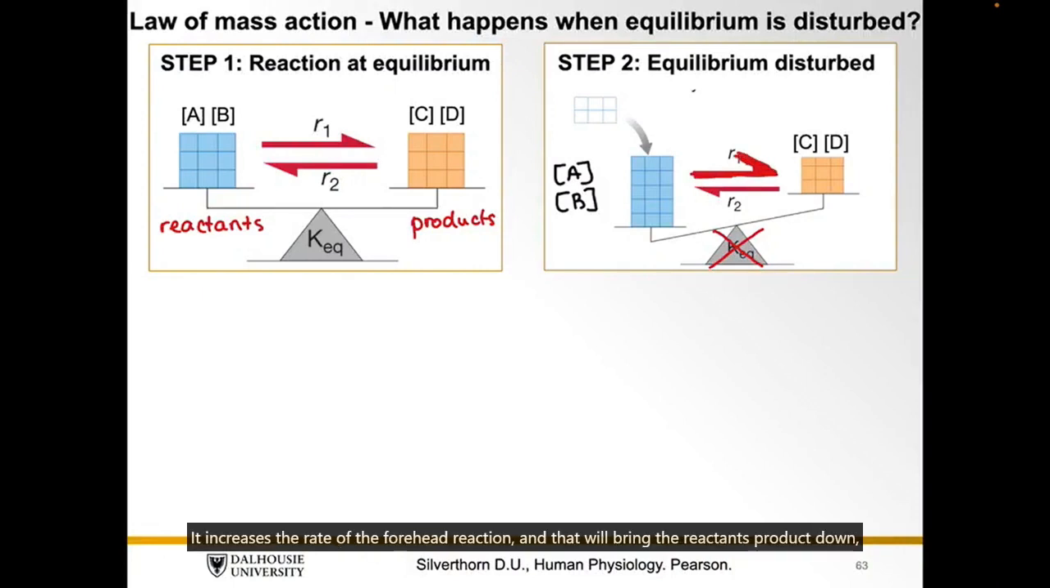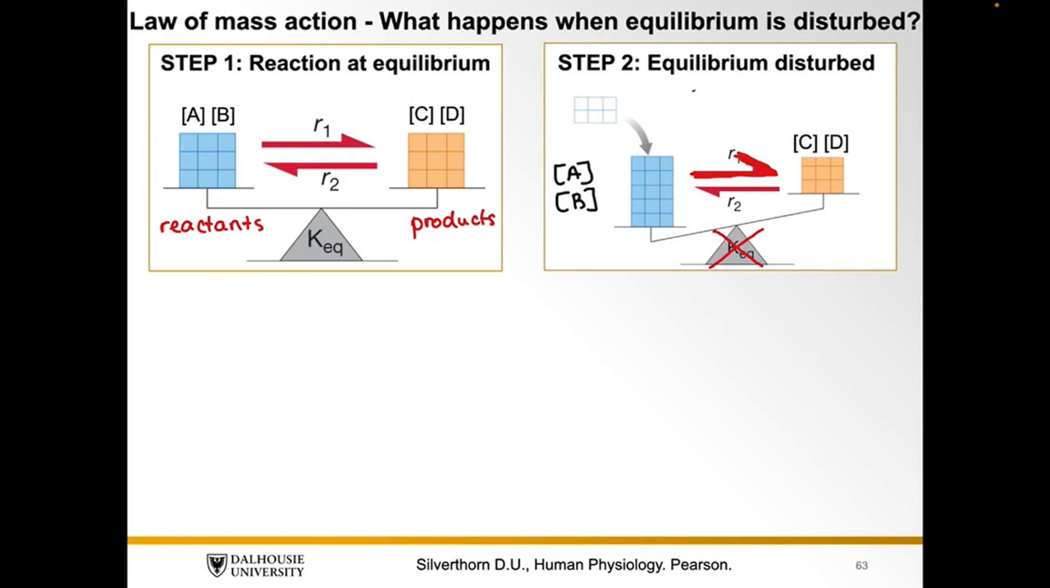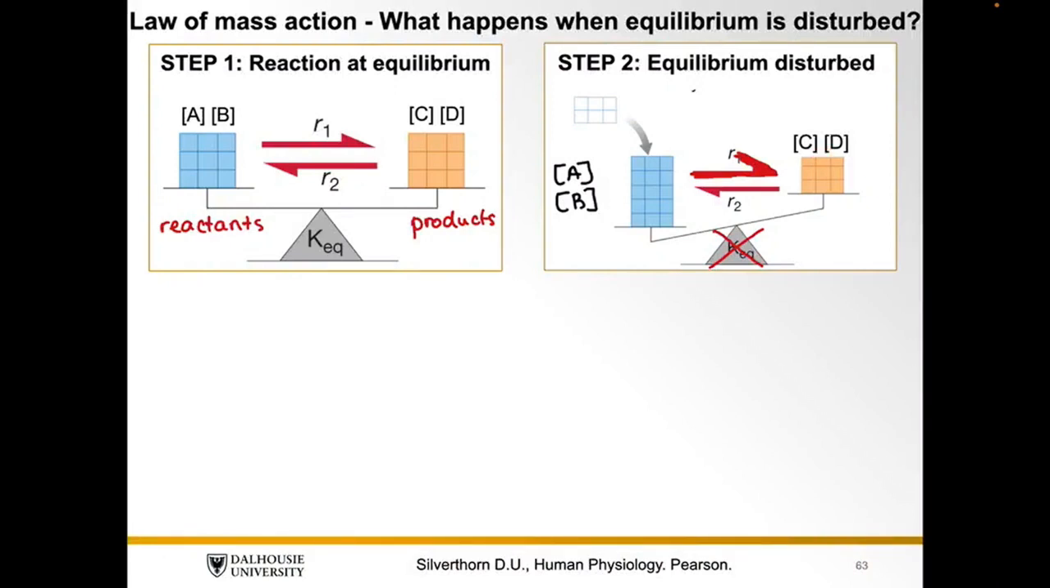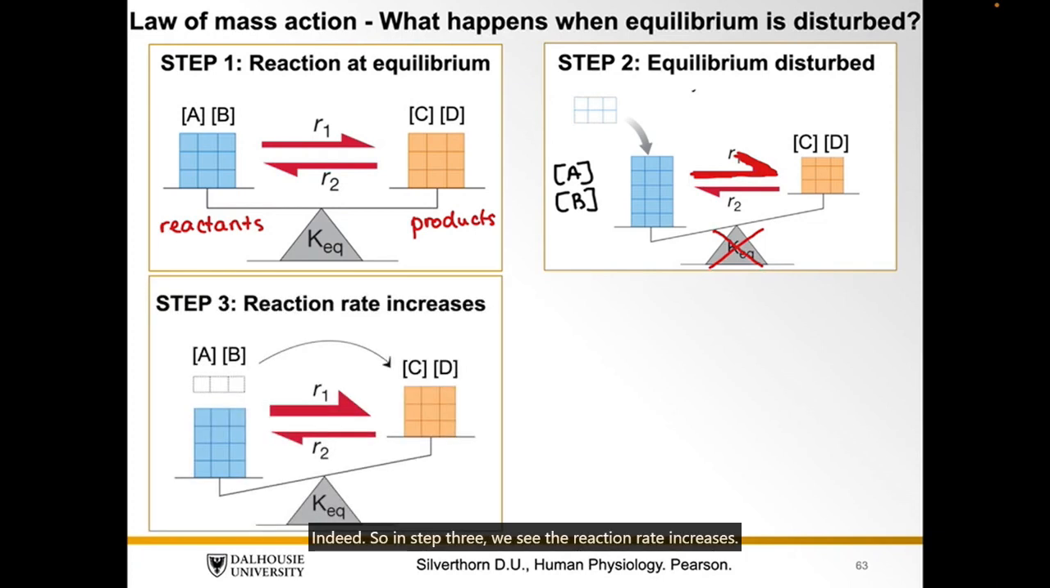It increases the rate of the forward reaction, and that will bring the reactants down, as well as increasing the products a little bit, and we'll be back to equilibrium. So let's keep going through our cartoons here to see if that's what happens. Indeed, in step 3, we see the reaction rate increases. So we see this thicker arrow for the forward reaction. In other words, the system starts converting more A and B into C and D.